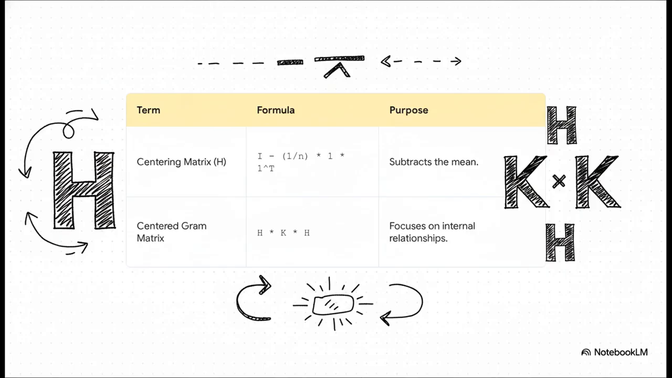We use what's called a centering matrix, which we just call H. You can see the formula here. It just takes the identity matrix and subtracts the average. And when you multiply your Gram matrix K by H on both sides, poof, it just subtracts the mean, giving you a new, perfectly centered matrix that's all about those internal relationships.